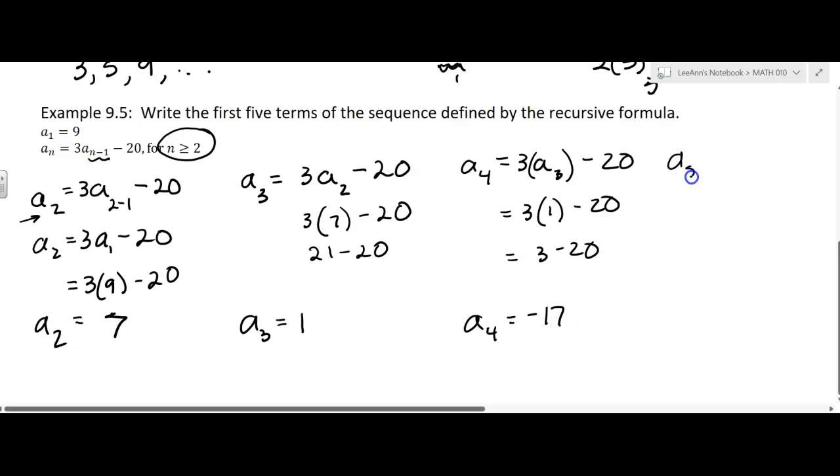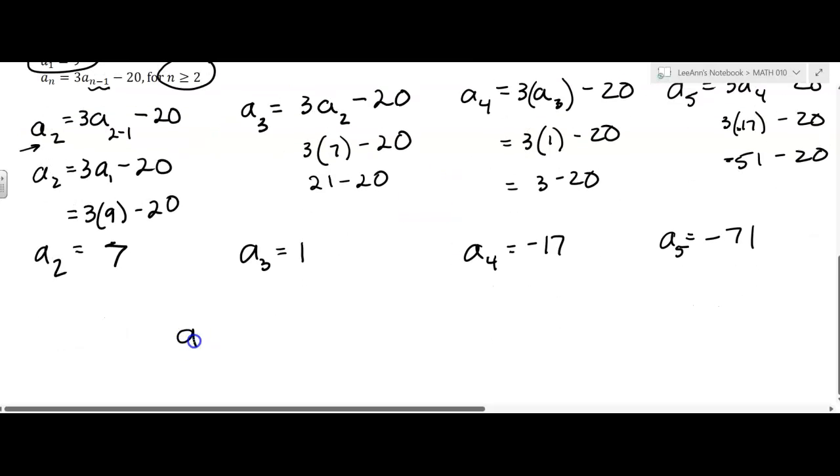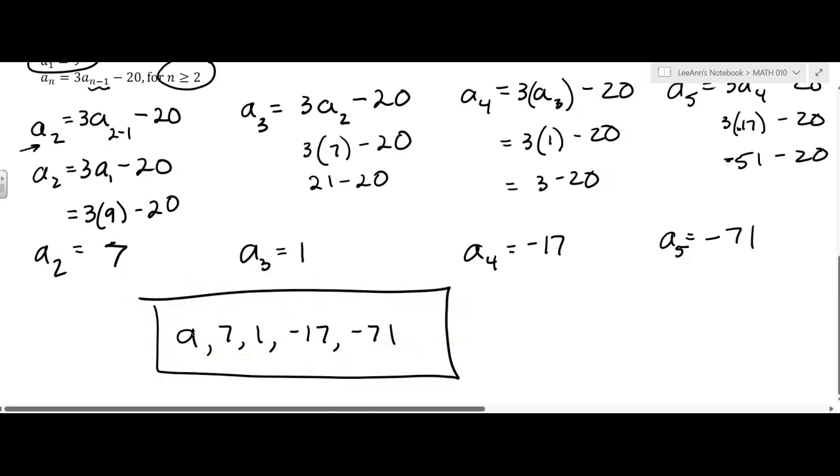All right, so we're almost done. We've got one more. A sub 5 is going to be 3 times a sub 4 minus 20, or 3 times 17 minus 20. I think that's 51 minus 20. Oh, it was a negative 17. Yikes. Negative 51 minus 20. So I'm getting negative 71. Okay, and that was a sub 5. Now, one thing I want to point out: when they ask for the first 5 terms, even though they gave you the first term, they want you to include that. So you would write this as 9, 7, 1, negative 17, negative 71. Those would be the first 5 terms in the sequence.